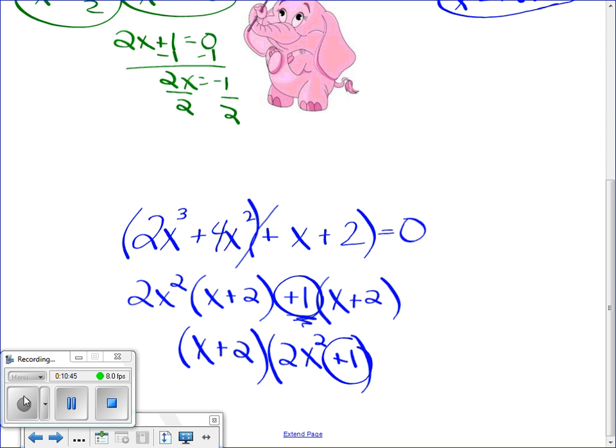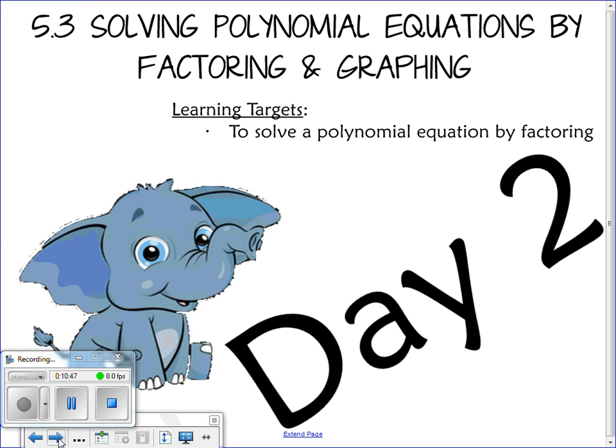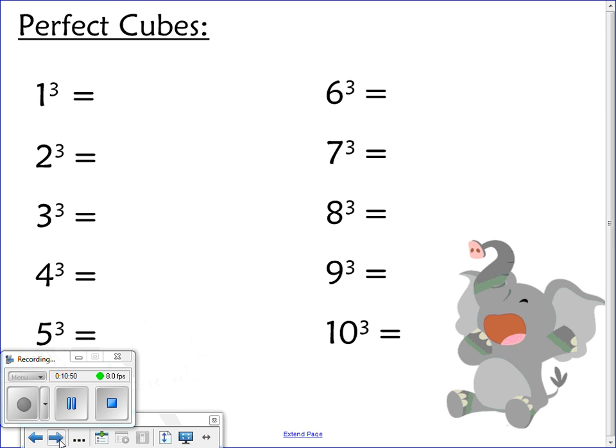All right. Next day. Let's talk about cubes. We've done squared things forever. Let's talk cubes. What's 1 cubed? 1. Let's make this list. This list is very handy in the future. 2 cubed? 3 cubed? 4 cubed? That's 64. 5 cubed?